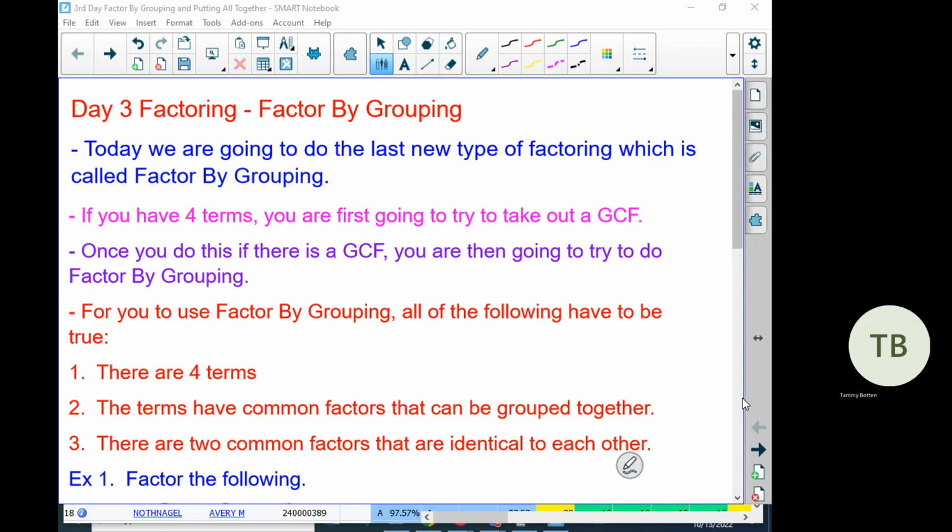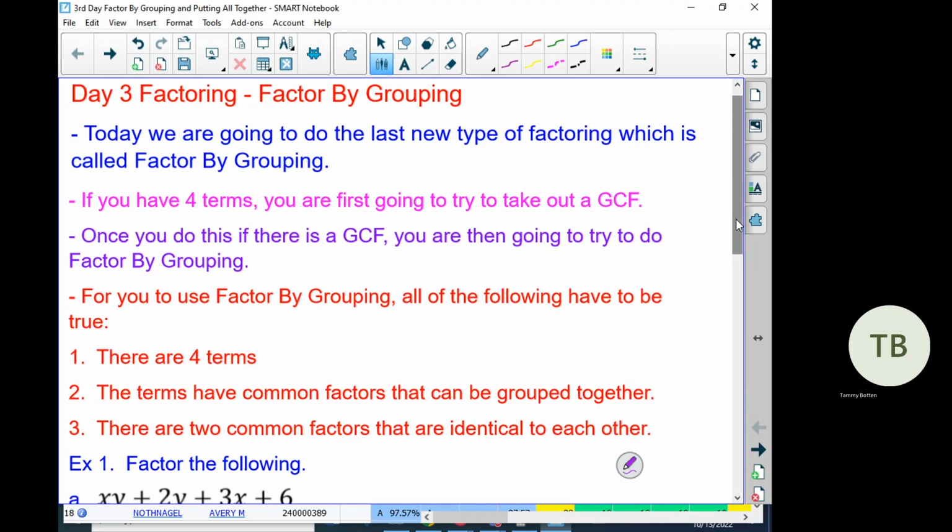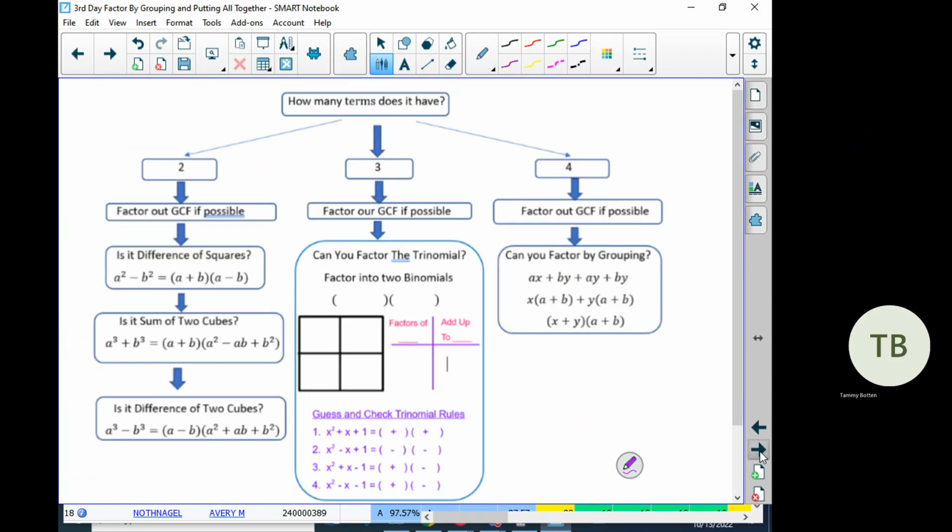All right. So as I was mentioning, we are going to learn the last type of factoring that we have to in this section. And it's called factor by grouping. So if we look at this here, the first day we worked with things that had three separate terms. Okay, and when they have three separate terms, we learned to take out a greatest common factor first, if you can. That doesn't always happen.